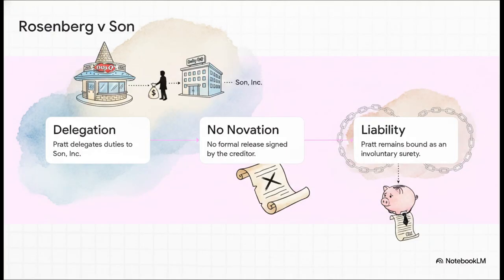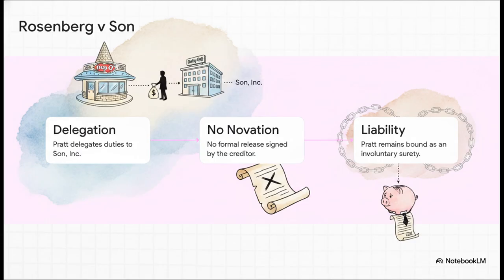All right, Section 4, liability after delegation. Let's walk through the timeline of Rosenberg v. Sun, because this addresses one of the most common student misconceptions out there. Pratt bought a Dairy Queen from the Rosenbergs on a payment plan. Sometime later, Pratt assigned her rights and delegated her duties to pay to a new company called Sun Inc. Pratt packed up and moved to Arizona, thinking she was totally free and clear of the whole deal.